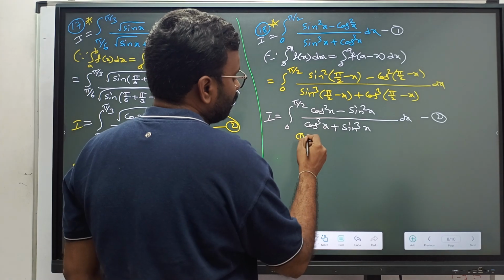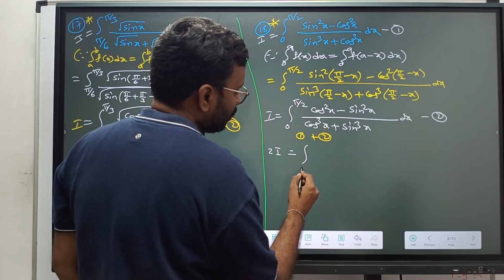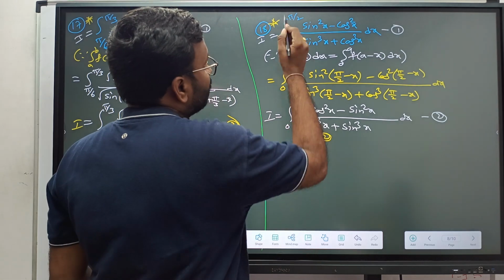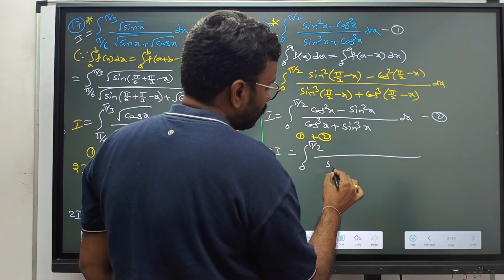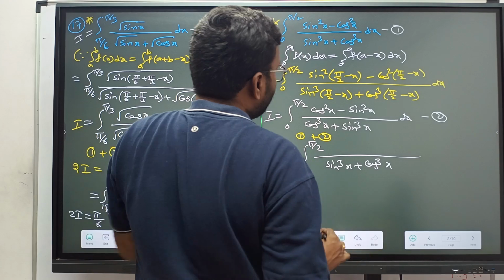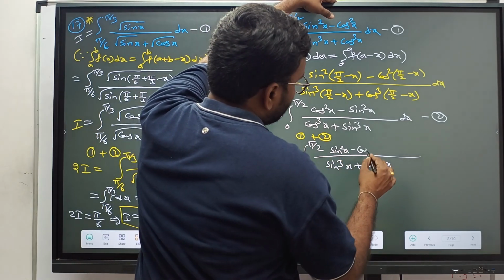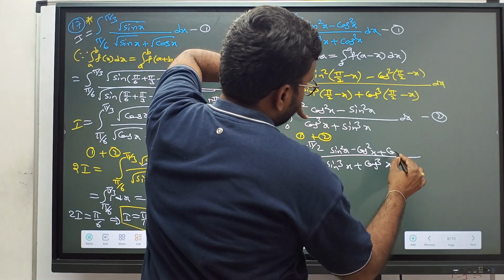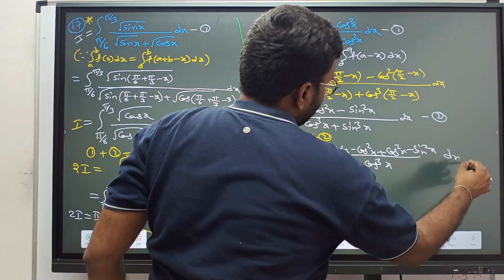What we have to do? Add 1 and 2: 2I is equal to integral 0 to pi by 2. Denominator is also the same, right? Sin cube x plus cos cube x. Numerators will be added. Now first write this: sin square x minus cos square x plus cos square x minus sin square x into dx.